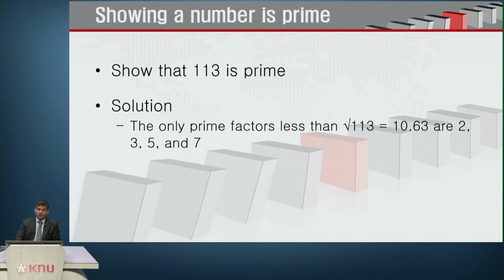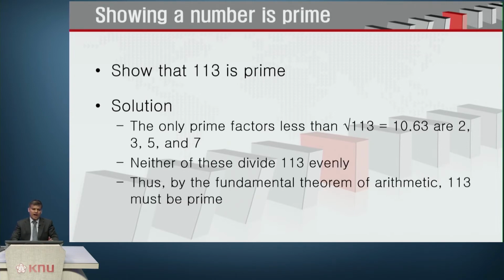Let us see, just take the root of this number, that is 113, and the root of this number is 10.63, and try to see what are the prime factors less than 10.63. The only prime factors less than root of 113, that is less than 10.63, are 2, 3, 5 and 7. If any of these prime factors, 2 or 3 or 5 or 7, divides 113 evenly, then it is not a prime number. If it does not, then it must be a prime number. That is the idea.